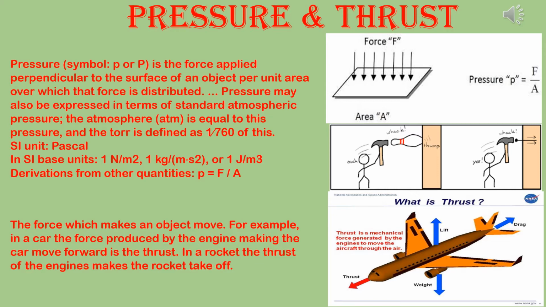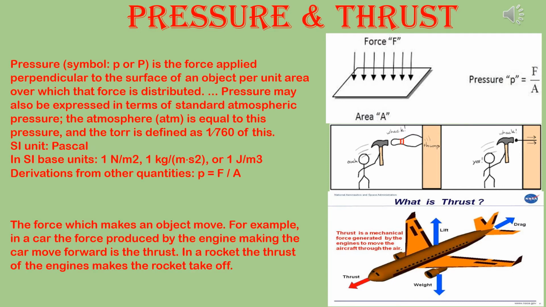So, a fluid contained in a vessel exerts a force on every part of the surface of the vessel in contact with the fluid. This force always acts normally to any surface in contact with the fluid. So, the pressure at a point due to a fluid is the normal force exerted by the fluid on unit area containing the point. So, pressure, symbol p or capital P, is the force applied perpendicular to the surface of an object per unit area over which that force is distributed.